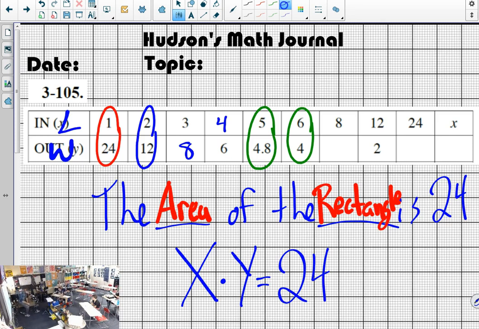This table is showing you the dimensions of a rectangle that has to have an area of 24. If the length is 1, well, then the width has to be 24. If the length is 2, the width has to be 12, and so on.